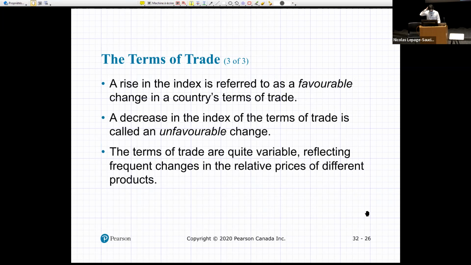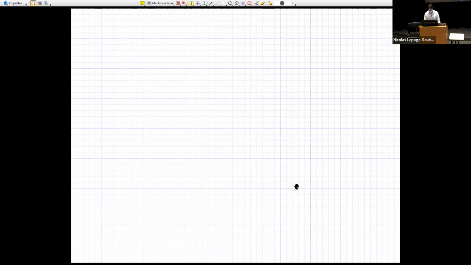Yeah, so a rise in the index is referred to as a favorable change in a country's terms of trade. A decrease is unfavorable, and the terms of trade are quite variable, reflecting frequent changes in the relative price of different products.